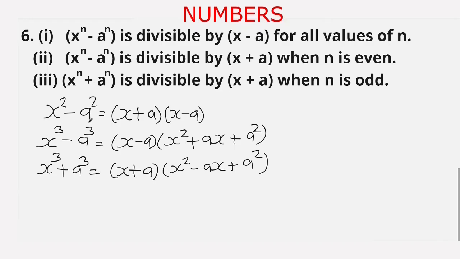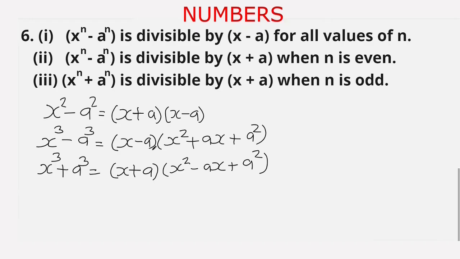x square minus a square has factor (x plus a) into (x minus a). So x minus a divides x square minus a square, as x minus a is a factor. It means that when n is even, x minus a divides x square minus a square, and when n is odd, then x cube minus a cube has factor x minus a. So x minus a divides x cube minus a cube. This way x to the power n minus a to the power n is divisible by x minus a for all values of n.